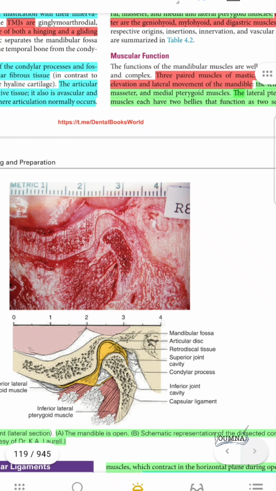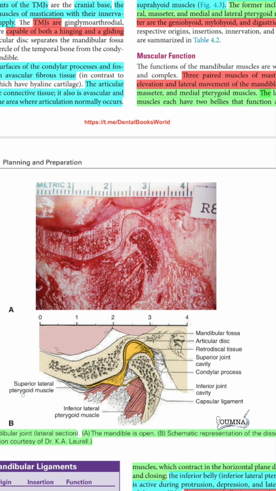This is the disc and this is the condylar process. The disc in its anterior portion is attached to the superior lateral pterygoid. In its middle portion, it is filled with a fluid that permits the movement, and in its posterior region, it is so vascular.